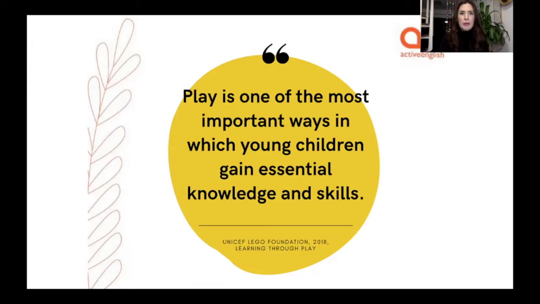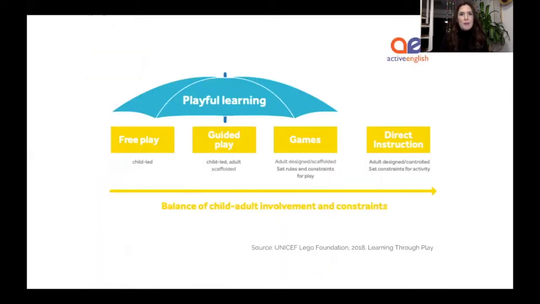But let's have a look now at the play continuum, because most of us here are familiar with this idea. Children learn through play. Am I right? Yes. Yes, we all know this.